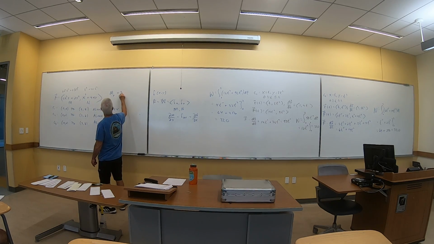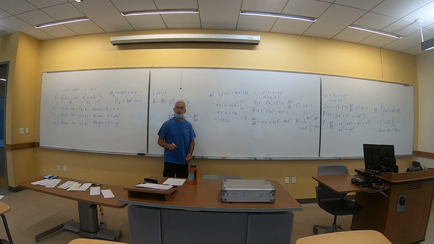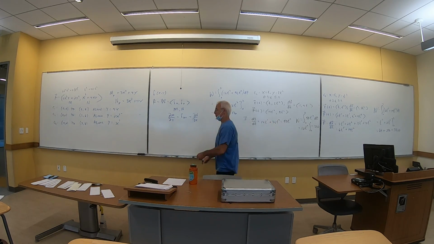It would be 3x squared plus 4y. All right. What's the partial of n with respect to x? 3x squared plus 4y. Oh my gosh. This was conservative, wasn't it? But that's how we show it's conservative. We don't show it's conservative by doing all of this work.